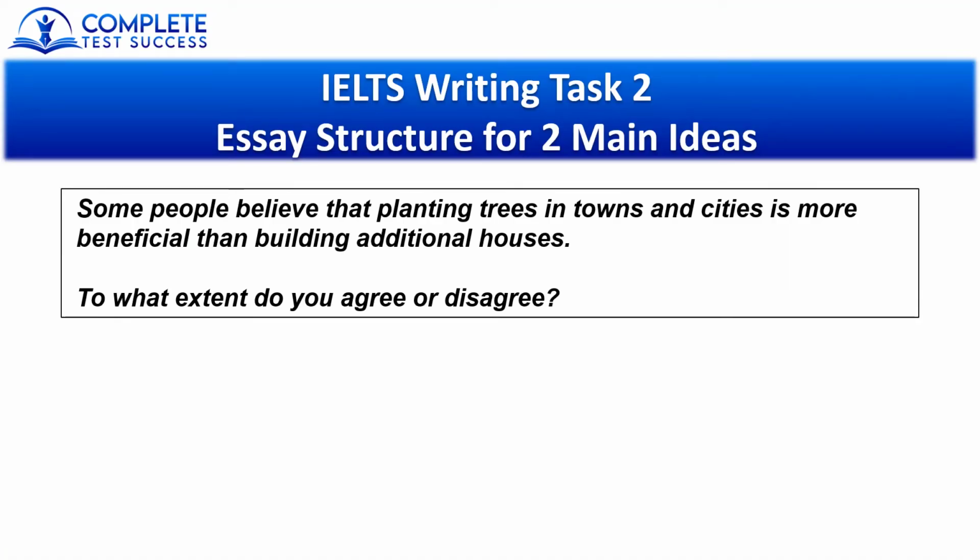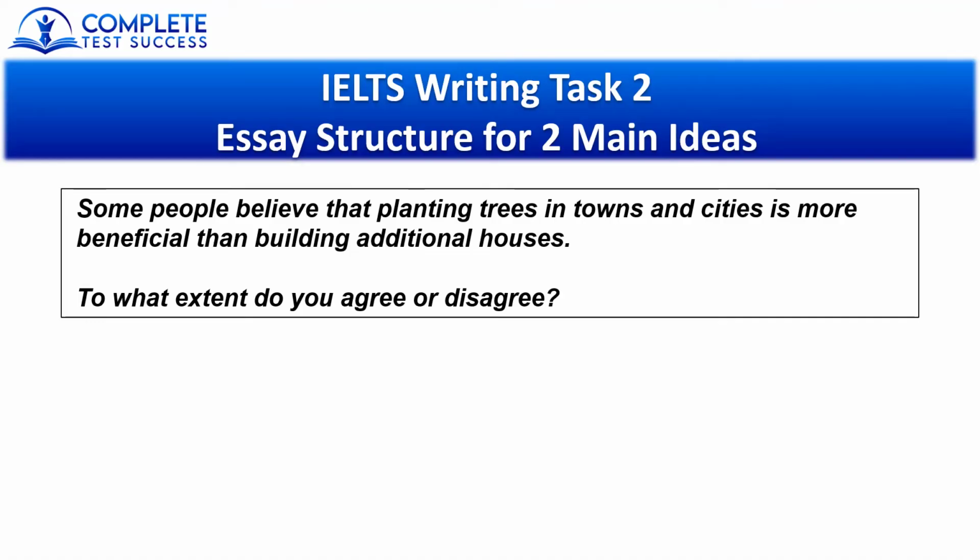So now that you know how to structure an essay for absolutely any Task 2 question, we will look at some sample answers that follow these structures. So here's a question that requires 2 main ideas in our answer. It says, some people believe that planting trees in towns and cities is more beneficial than building additional houses. To what extent do you agree or disagree?